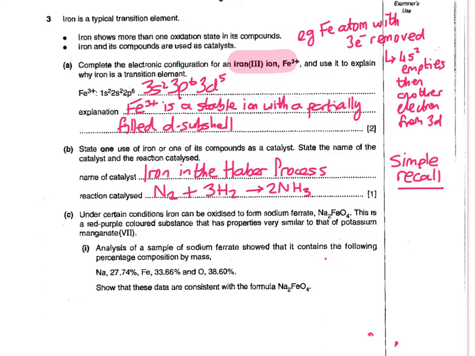So then it says, under certain conditions, iron can be oxidized to form sodium ferrate, and it gives you the formula, Na2FeO4. And it gives you some information about it, likening it to potassium manganate, which we looked at a little bit earlier in this clip. So this takes you a little bit out of transition metals. This is a bit synoptic here. And it's got some application as well, because it applies empirical formula calculations to a new compound that you haven't seen before. So let's move the page down and give it a go.